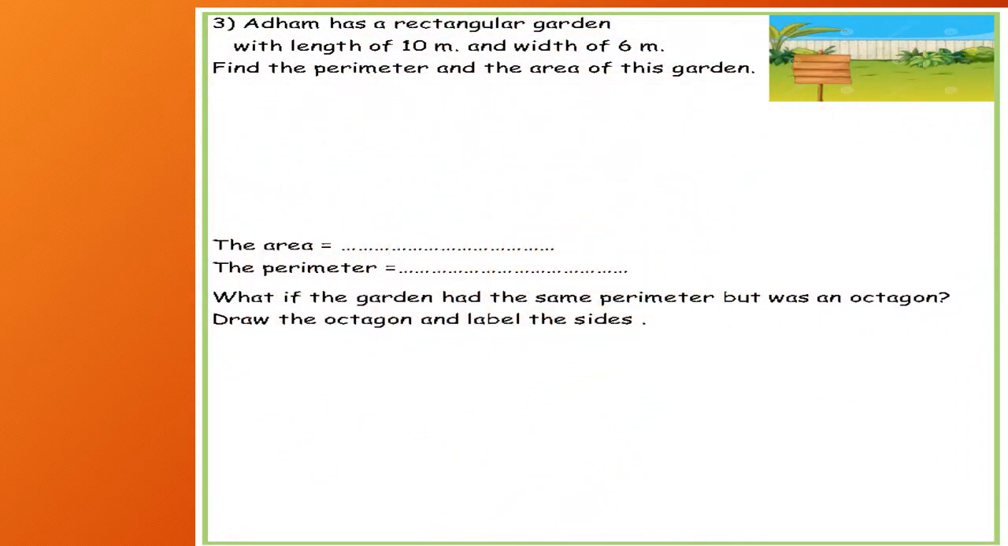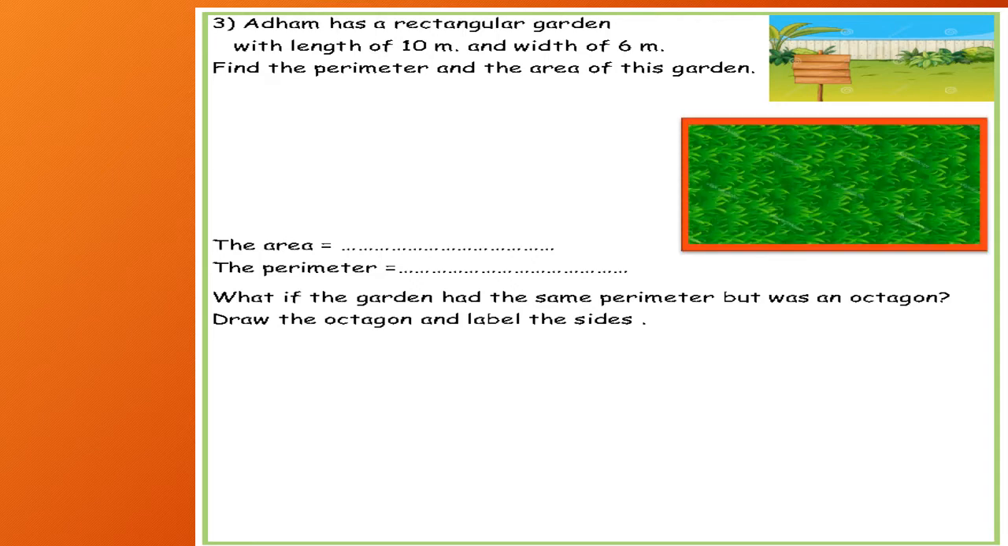Number 4. Adam has a rectangular garden with length of 10 meters and width of 6 meters. Find the perimeter and the area of this garden. So, Adam has a garden with dimensions 10 meters and 6 meters. The area of this rectangle, length by width, equals 10 by 6.